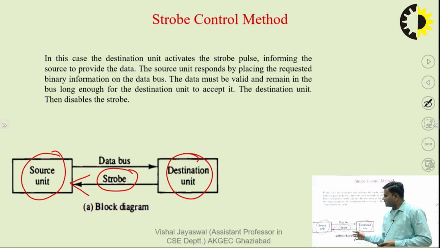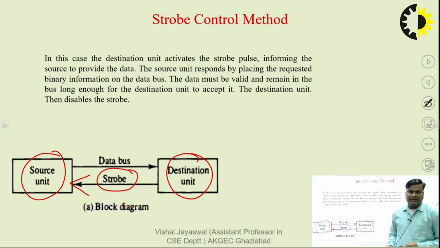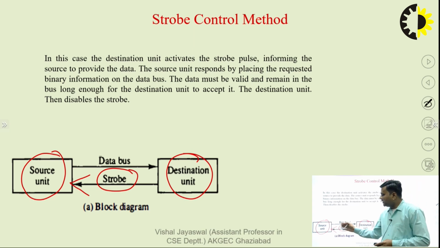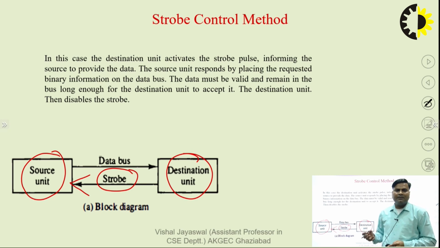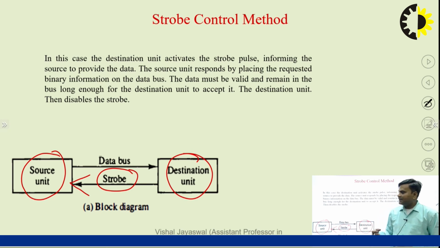When the source sees that the strobe pulse is activated, the source unit places the data on the data bus. After that, the destination unit takes the data from the data bus and deactivates the strobe pulse after receiving the data.